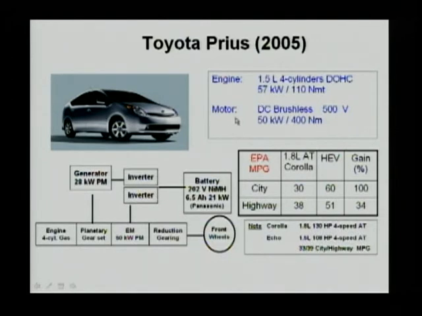Okay. So this system consists of engine, 57 kilowatts, an electrical motor, 50 kilowatts, and a generator at 28 kilowatts. The battery is a nickel metal hydride battery rated at 200 volts, 6.5 ampere hours, which is about 1.3 kilowatt hour. So this is a very typical hybrid vehicle. For larger vehicles like the Chrysler Aspen and GM Yukon and some other SUVs, you're going to need about 2.2 kilowatt hour battery in place of this battery pack.